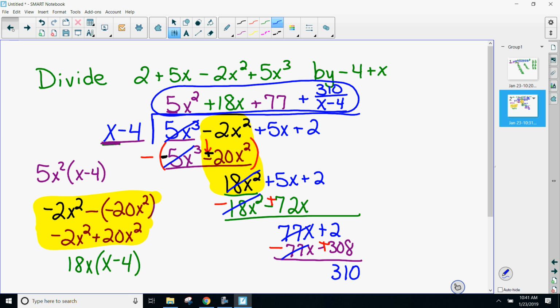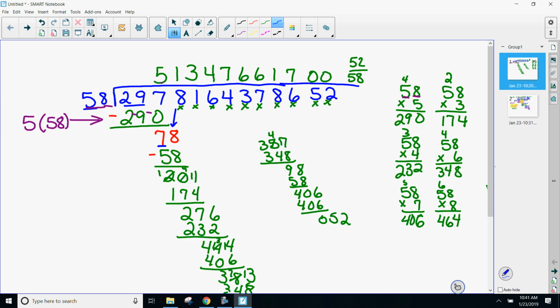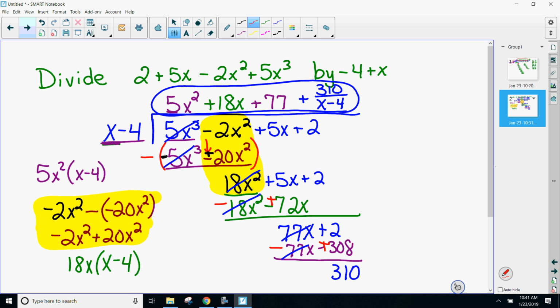Now, one thing we could do when we go back to this problem, how could you check yourself? Multiply. You would take this value right here, times this, and then do what? Then you would add 52? Because that was your remainder, right? Yeah. All right. Here's what we can do here. We have to multiply these two values together to check ourselves.